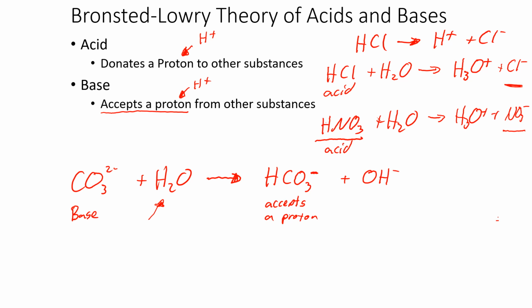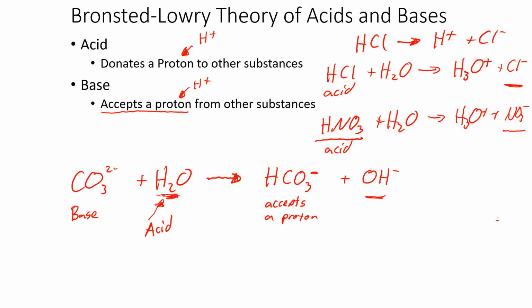like that. Now, here's the weird thing about H2O. What did H2O do here? It donated a proton, didn't it? Do you see it? From H2O, it had 2 protons. Now it has only 1 proton. So it donated a proton. So under the Bronsted-Lowry definition, H2O in this case right here happens to be an acid.